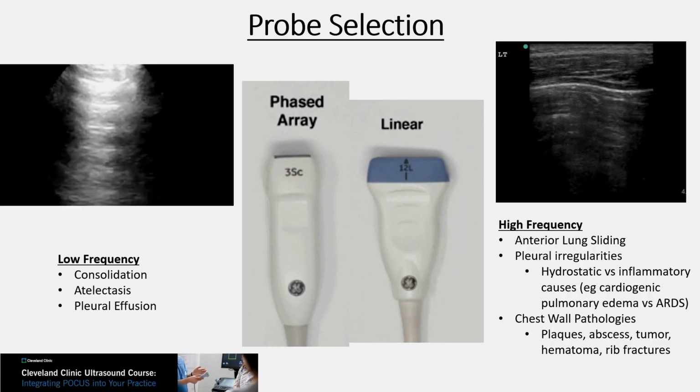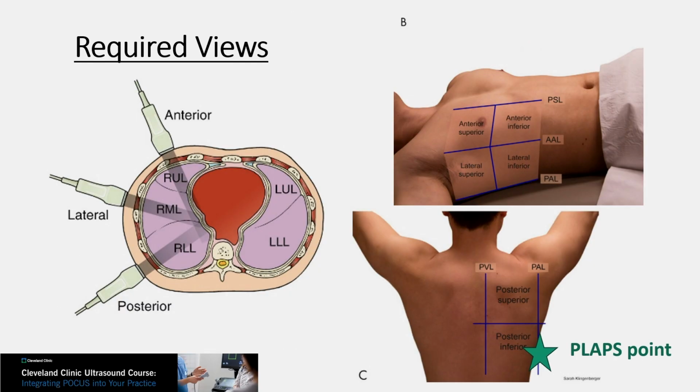or a pleural effusion. When we use a linear probe or a more high frequency probe, we're looking more for things like anterior lung sliding, pleural irregularities such as hydrostatic or inflammatory causes, or chest wall pathologies such as plaques, abscess, tumor, hematoma, or rib fractures, which aren't necessarily included in the lung ultrasound exam.